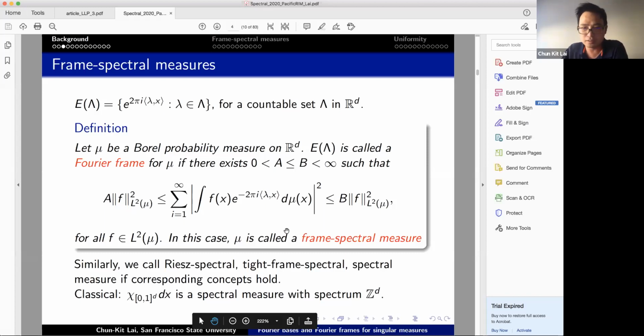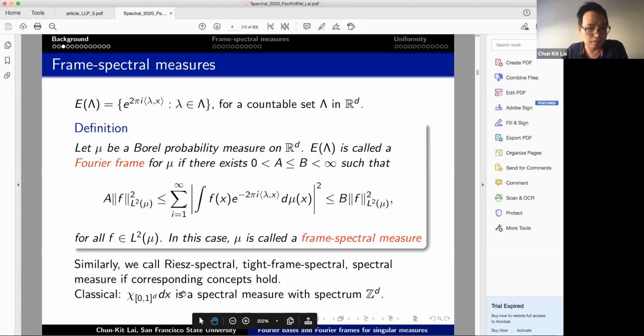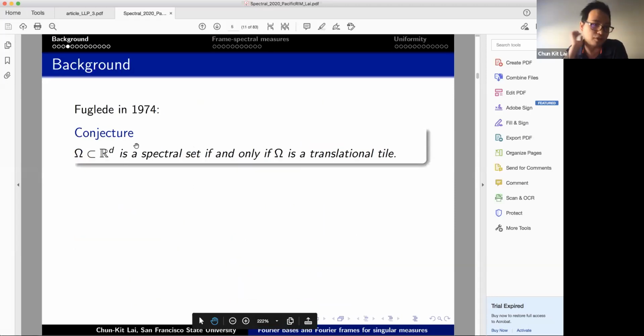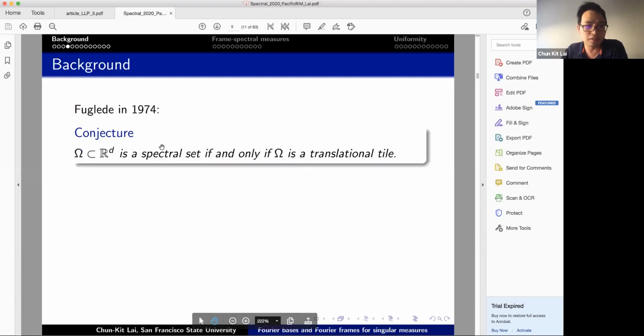Let's mention the history. The first one who studied spectral measures or spectral sets in the classical setting was Fuglede. In 1974, Fuglede proposed a conjecture: what kind of sets other than the unit cube can be spectral sets, that is, admit an exponential basis? He conjectured that Omega is a spectral set if and only if Omega is a translational tile, that is, you can tile by translation to cover the whole space R^d.